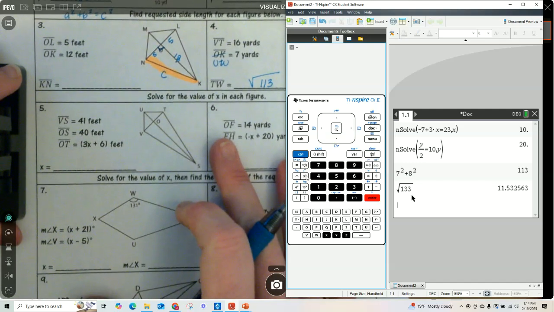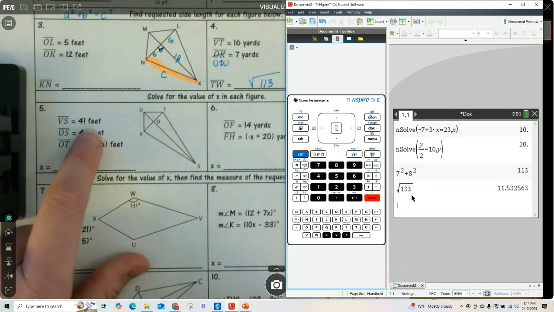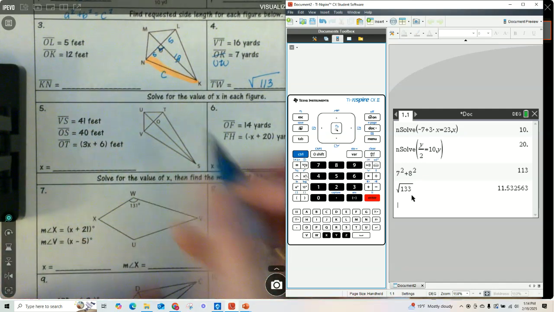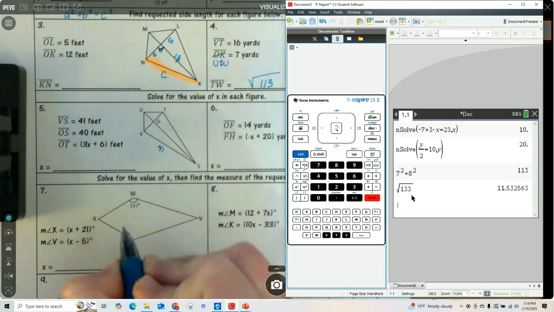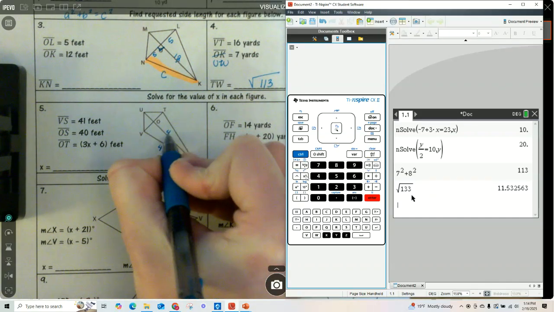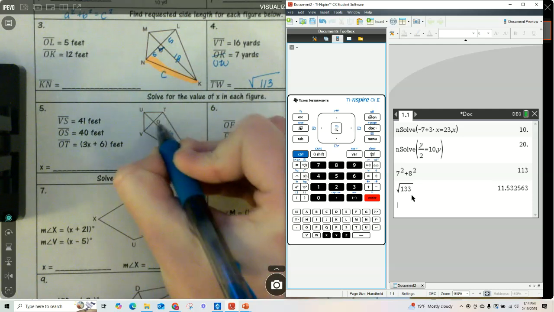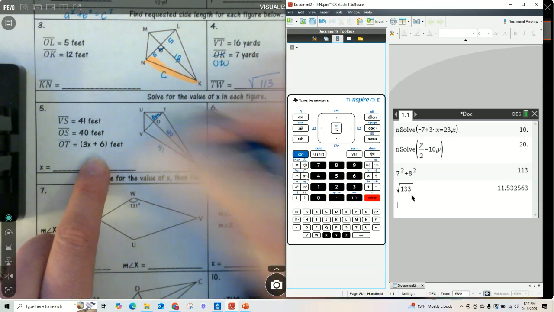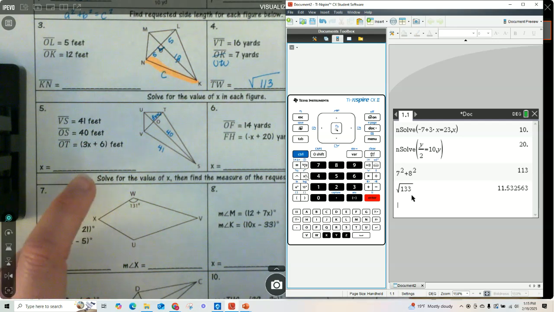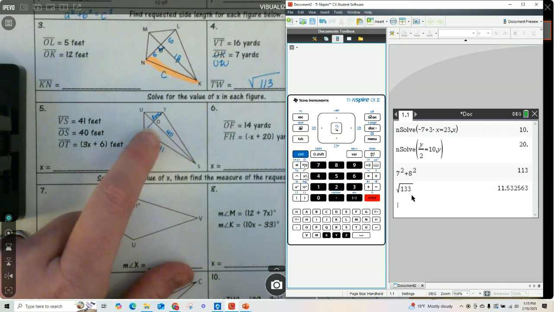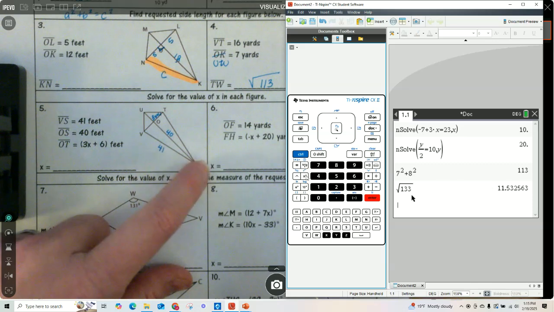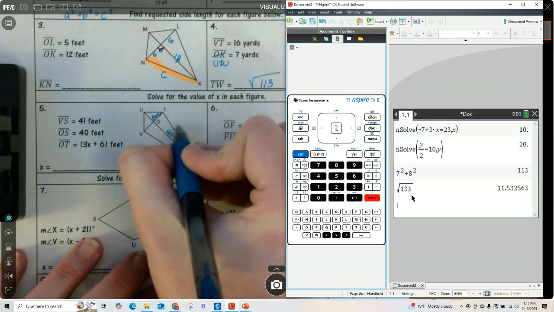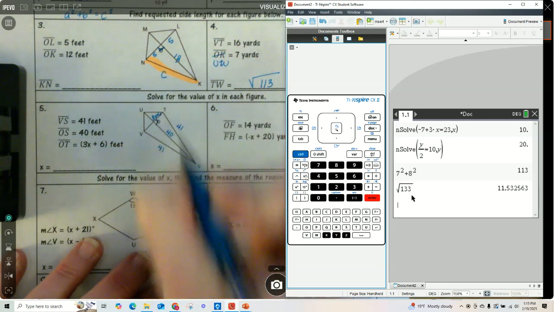More of these. Number 5: VS, so from V to S is 41. O to S is 40. And then O to T is 3x, and I know it's small, 3x plus 6. So I've got a right triangle again, okay? If V to S is 41, then S to T is 41. So there's my right triangle.